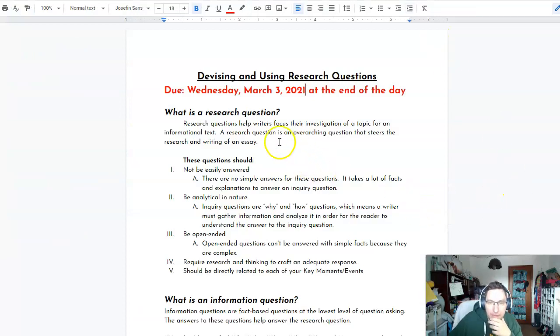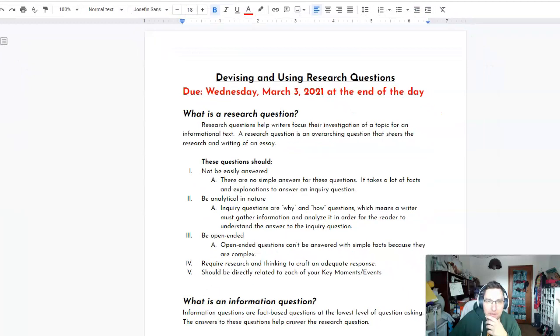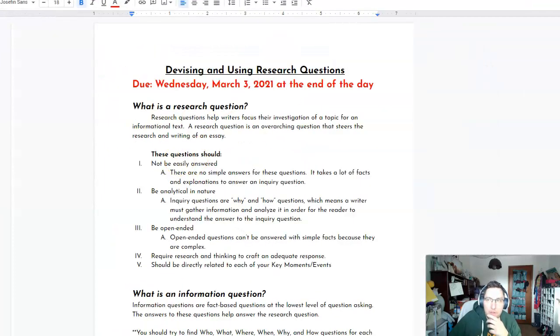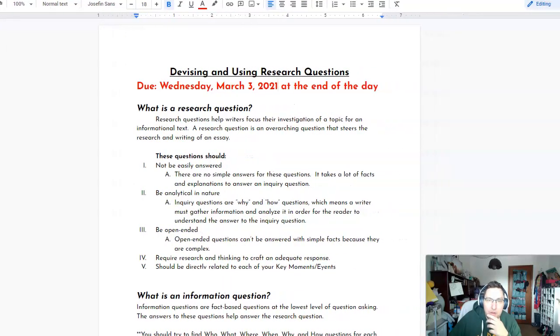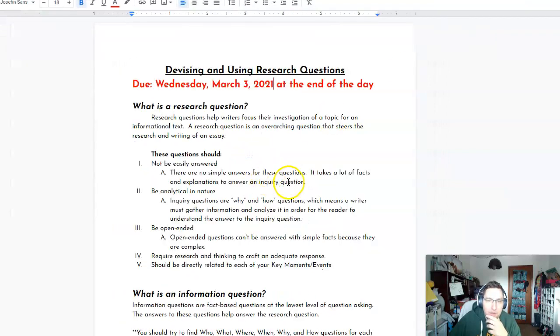So let's take a look at my example first. And you can't quite see it, let's see my example right there. All right, so first of all, what's a research question? Research questions help writers focus their investigation of a topic for an informational text. A research question is an overarching question that steers the research and the writing of an essay.